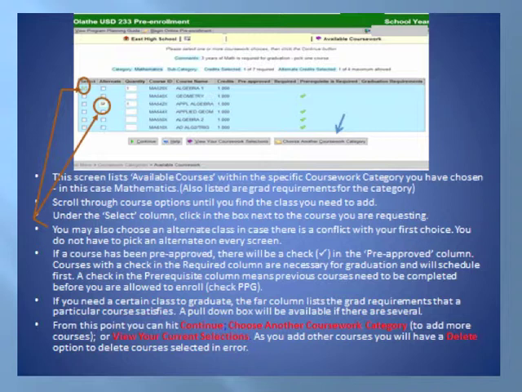If there's a check mark in the prerequisite box, that means that there is a prerequisite for this class. Please be sure you have met the prerequisite before you select that class. After you have chosen all the classes you would like in that category, click Continue.